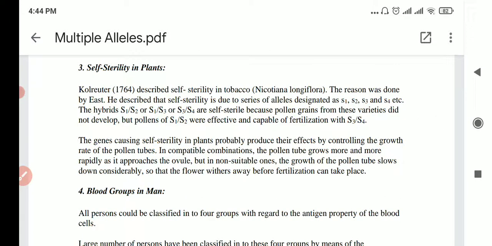Then the self-sterility in plants. So I think you will do that with another miss, you will do about self-sterility.